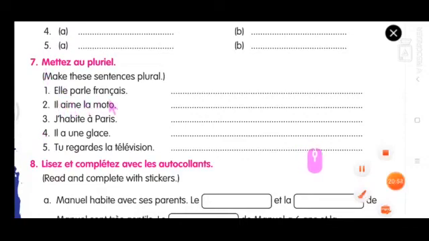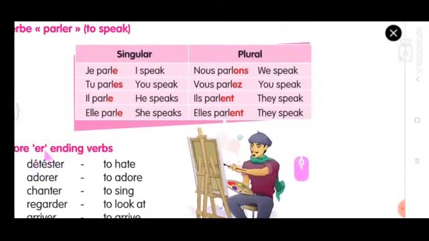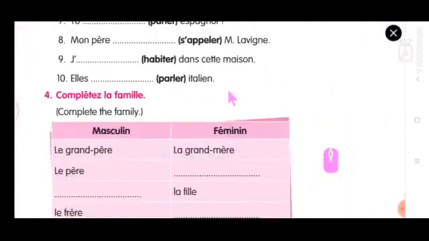Elle parle français. So what you have to do, you have to go to the tabular column. Left hand side it is elle parle, and the right hand side it is elle parle, but the spelling is different. Left hand side is singular and right hand side is plural. So elle parle should be changed like this, elles parlent, and français will remain the same for both the sides. So you have to change from singular to plural, that is left hand side column to right hand side column. So the same way, second one also you can try.